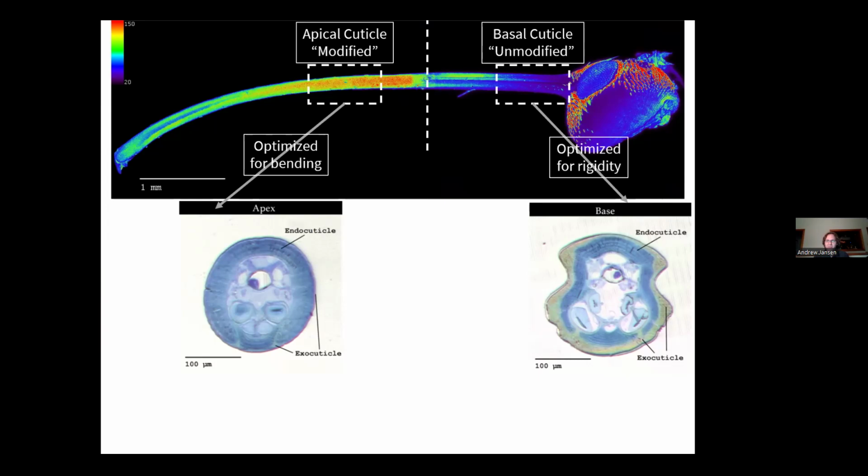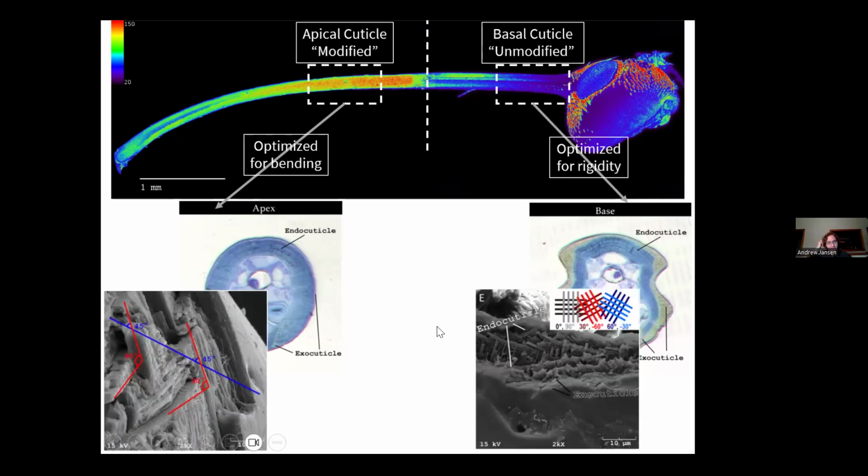So if you can imagine, if you take a very stiff material and make it into a very thin layer, it will bend without breaking, right? That's more or less what's happening at the apex of the rostrum. On the right-hand side, the stuff that is optimized for rigidity, the endocuticle is maybe about 50% of the through thickness, and the exocuticle, which is much stiffer, occupies a correspondingly larger percentage of the thickness. So it's just generally a lot stiffer because of that.